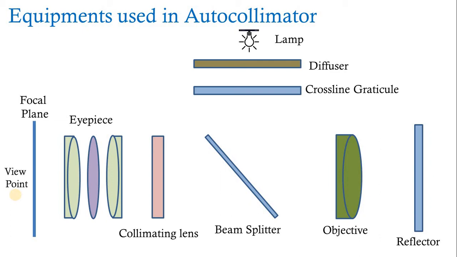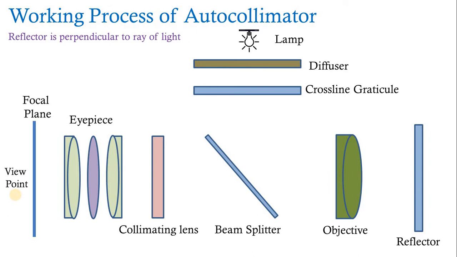From the viewpoint, the lamp produces the light. If the reflector is normal to the light rays, then the objective will transfer the light rays, and at the viewpoint we do not get any deflection. If the reflector is deflected, then we get some deflection at the viewpoint. We are going to see how we get that. So these are the equipment used in the Autocollimator.